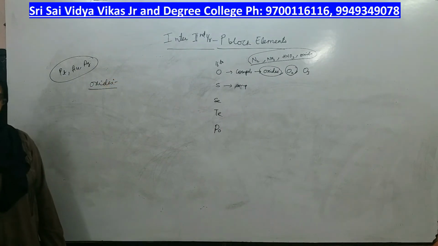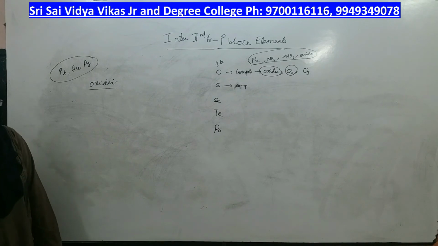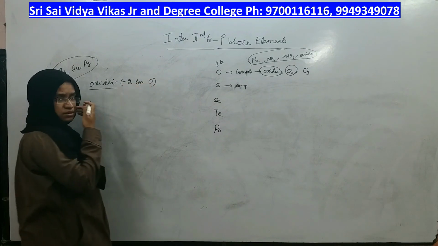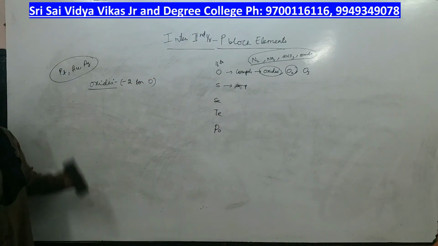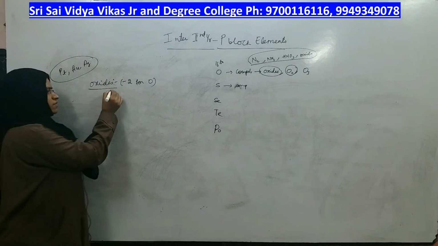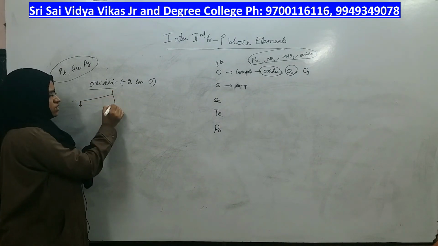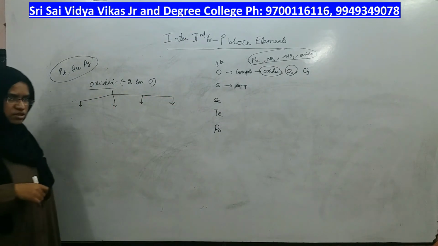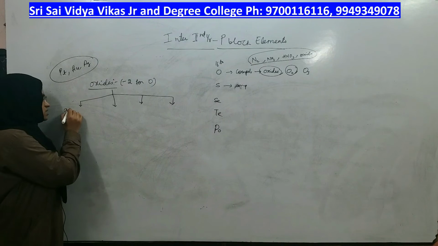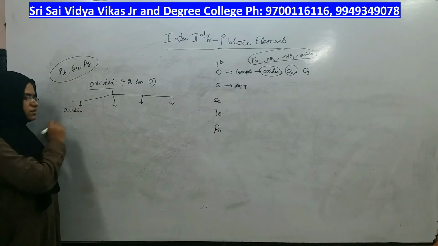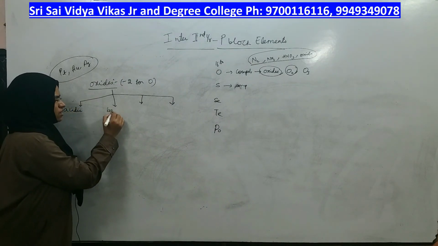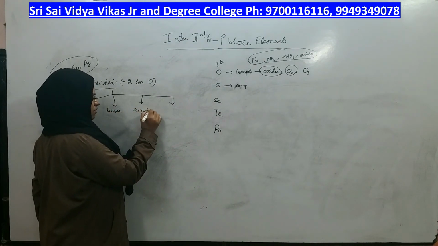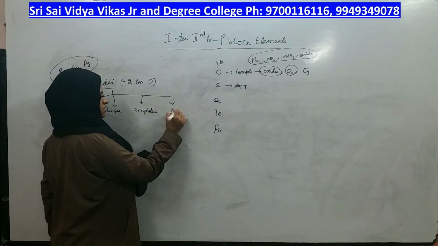For oxide of any compound, its oxidation state will be -2 for oxygen. Right? -2 for oxygen. How many types of oxides we can have? Oxides can be of 4 different types. One type of oxide is acidic oxide. Another type is basic oxides. Another is amphoteric and another is neutral.